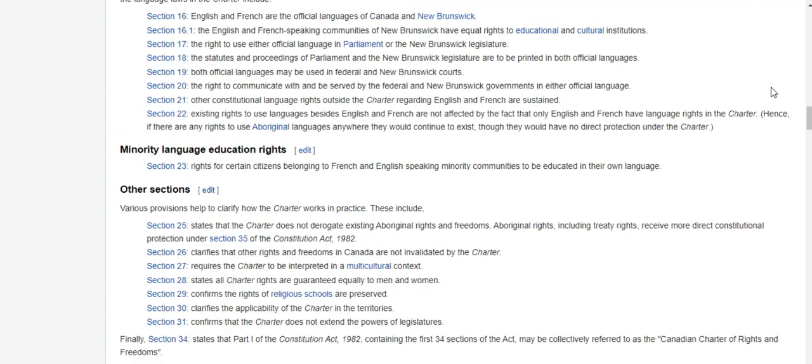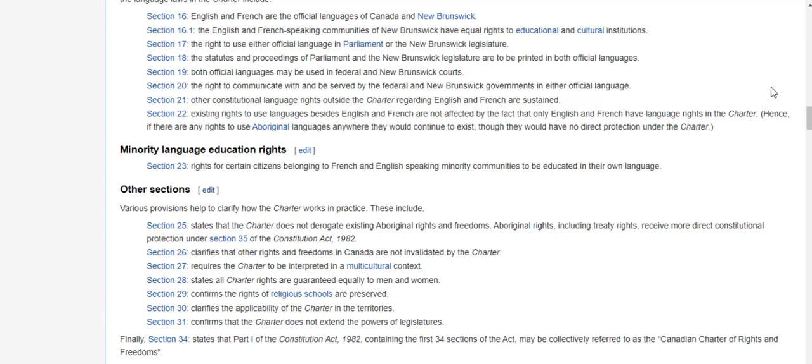Other sections. Various provisions help to clarify how the Charter works in practice. These include Section 25, which states that the Charter does not derogate existing Aboriginal rights and freedoms. Aboriginal rights, including treaty rights, receive more direct constitutional protection under Section 35 of the Constitution Act of 1982. Section 26 clarifies that other rights and freedoms in Canada are not validated by the Charter.